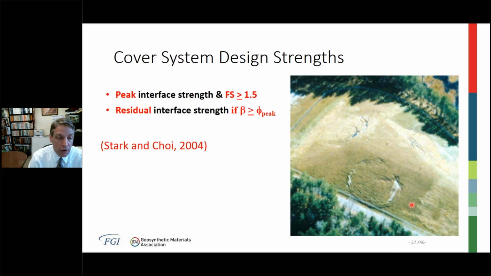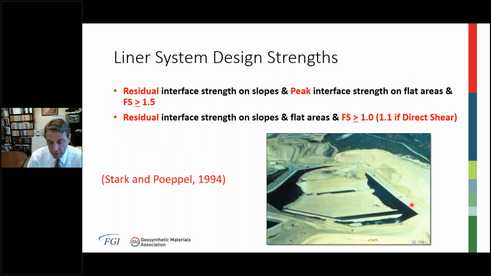Now, for the liner, it doesn't matter what the peak strength is. On the side slopes, the shear stresses are large enough during construction, filling, post-construction settlement, etc., that a residual large displacement strength develops on all side slopes.